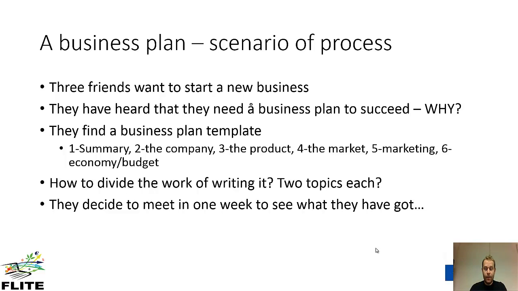The three friends have heard about all these things, so they just have to decide who will do what, because they want to save time. So they think, let's divide the work between us. We are 3 friends, there are 6 topics, let's write 2 topics each. That's what they decide. And they decide to go home, each one by themselves, and they agree on having a meeting in 1 week where they will see how things have been going and how much they have been able to write down.